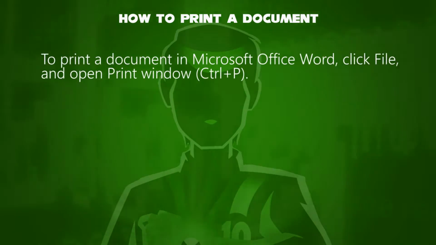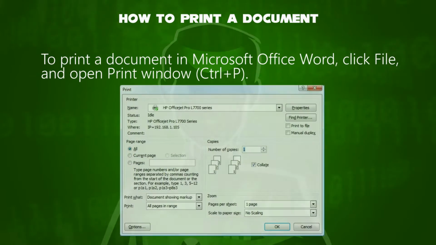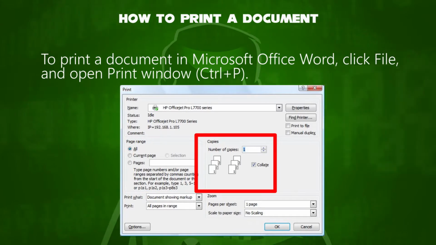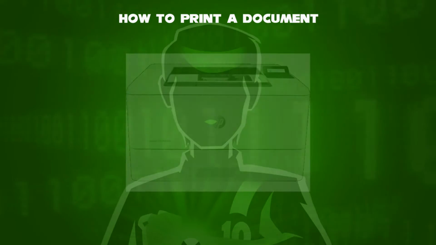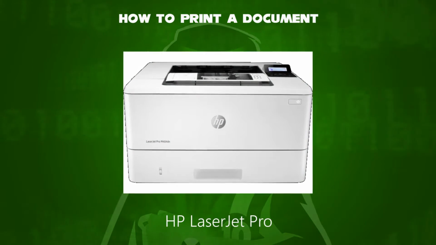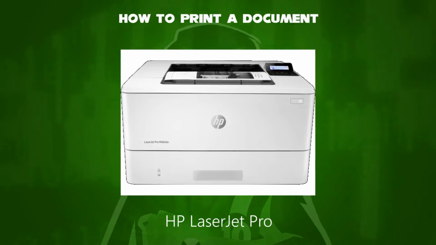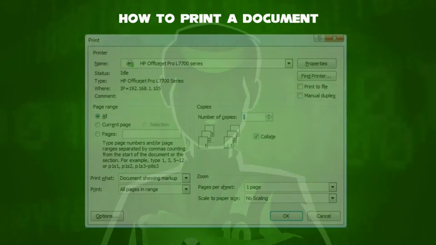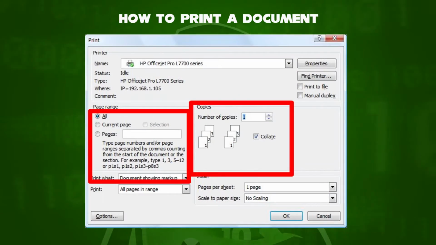To open the print window in Microsoft Office Word, click File and choose Print, or use the shortcut key Ctrl and P. Once you have opened this, you can find out the name of the printer, select your page range, number of copies, or orientation. Suppose your printer is a Hewlett-Packard LaserJet, you must select Hewlett-Packard LaserJet with its model number. Then you can find out the copies and page range that you have set.